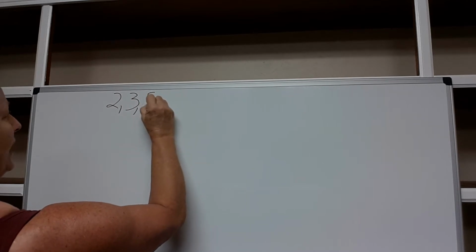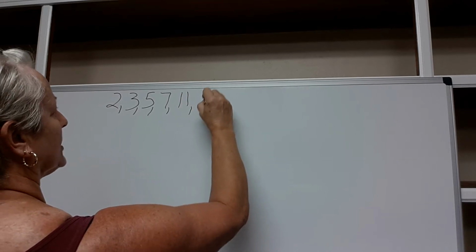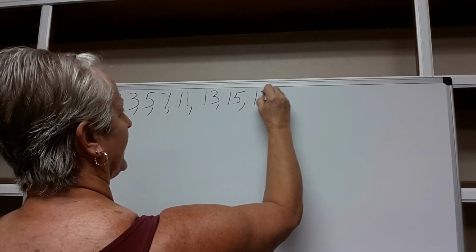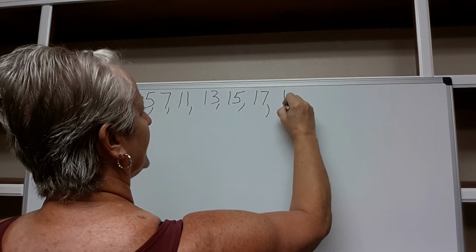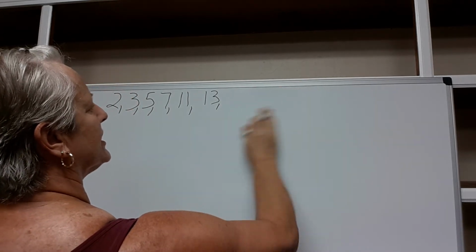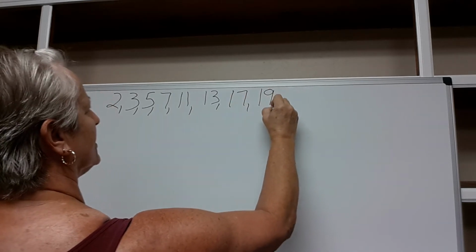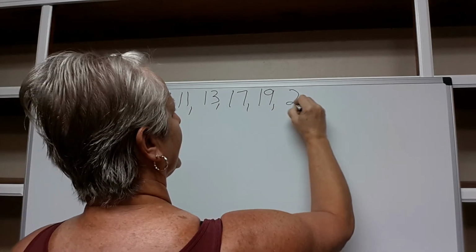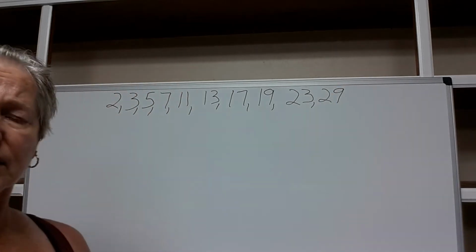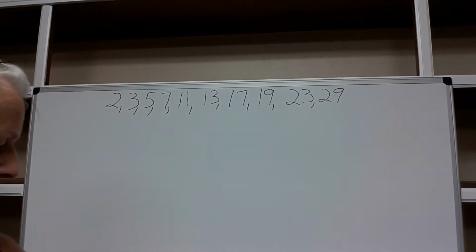2, 3, 5, 7, 11, 13, 17, 19, our 3 teens, then 23 and 29. Okay, and you may want to put those on top of your paper before you start doing your factoring tree.